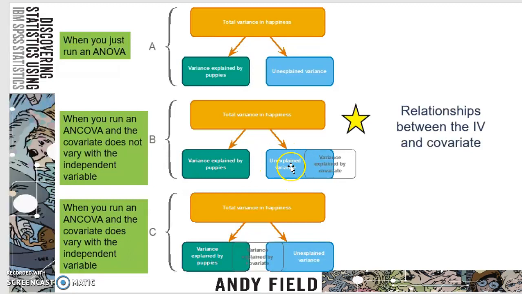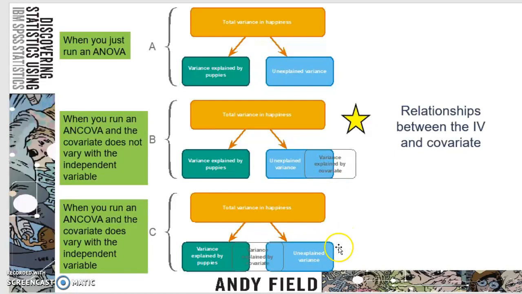And we have unexplained variance, but we're putting in a covariate, which is contributing to a smaller unexplained variance, which is ultimately telling us, okay, how much of happiness is really related to puppies versus whether or not a person likes the puppy, okay? And then you have this option C, which is not the best option.